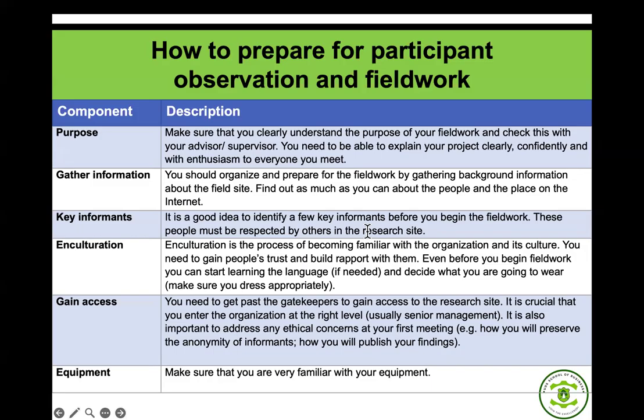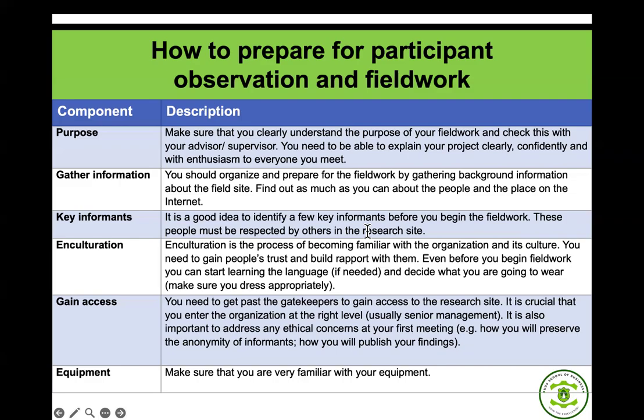Let's go through each of these components, and it will help us to ensure that we can carry out successful fieldwork. The first component is purpose. You must clearly understand your fieldwork's purpose. And by this, we mean that you should check this understanding with your supervisor. Why are you doing the fieldwork? And you should be prepared to explain your project clearly, your work clearly, in an enthusiastic manner to anyone at all you meet.